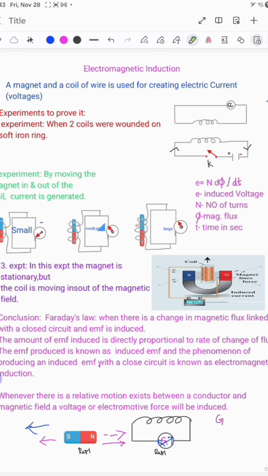So he concluded that whenever there is a change in the magnetic flux in a closed circuit, an EMF will be induced. The EMF produced in this phenomenon is known as electromagnetic induction. It should be a closed circuit, and it should be connected to the magnet. These are the two things to remember. The number of coils determines the magnetic flux and the electromagnetic induction.